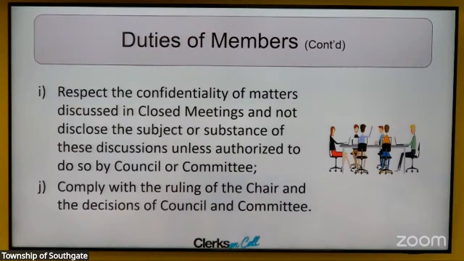So we include these duties in the bylaw just to remind council members. And we want to emphasize that if everyone understands what their duties are and commit to using proper decorum, the end result will be that you'll work really well together as a team and you'll be able to accomplish a successful meeting.